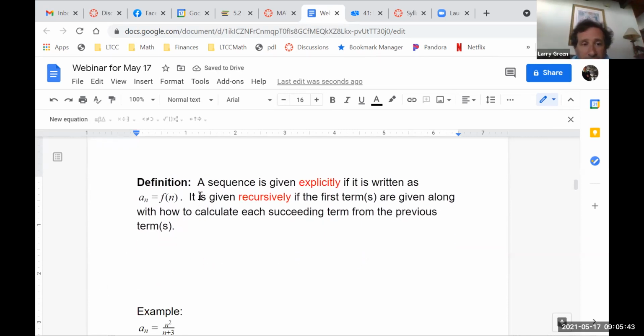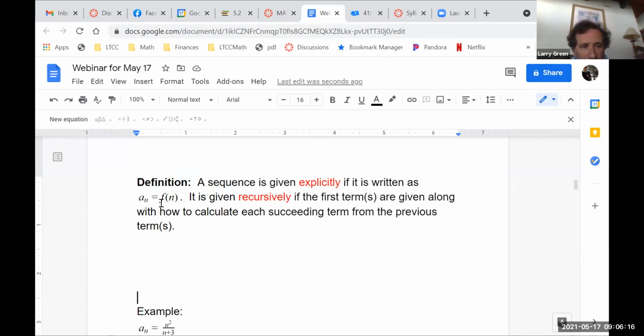So the first is a sequence is given explicitly if it is written as a sub n equals f of n. So you can write down what the sequence looks like as a function. So you really get down to that definition where a sequence is a function with domain whole numbers or natural numbers and range real numbers.